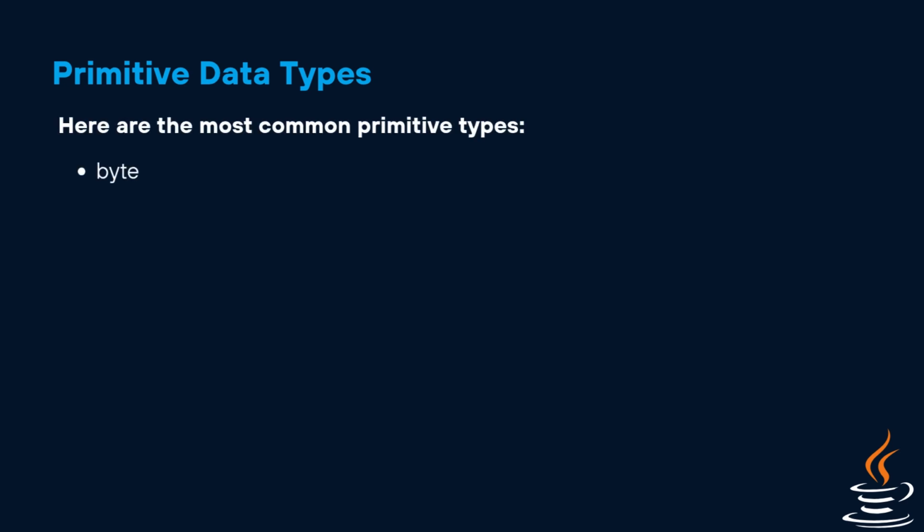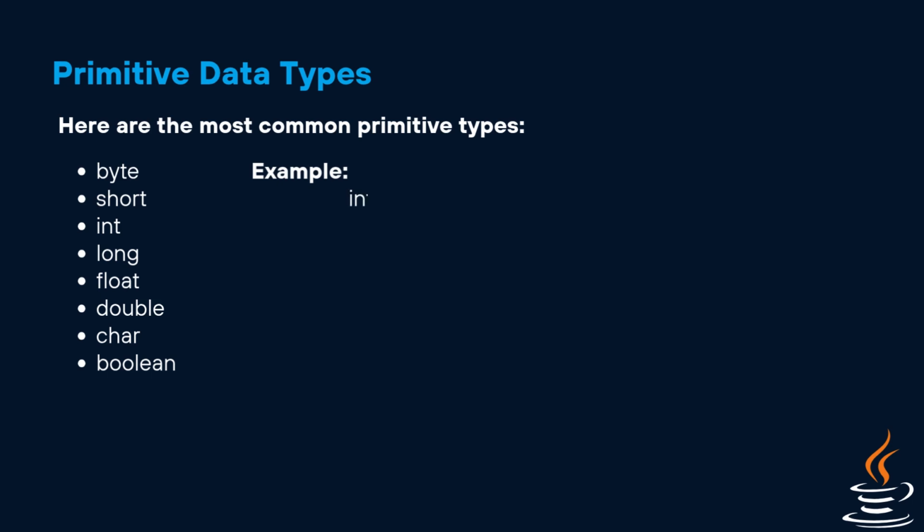Byte, whole numbers from minus 128 to 127. Short, whole numbers from about minus 32,000 to 32,000. Int, whole numbers. This is the most commonly used integer type. Long, whole numbers for the larger values. Float, decimal numbers with less precision. Double, decimal numbers with high precision. Char, a single character like 'a' or '5'. Boolean, only true or false.